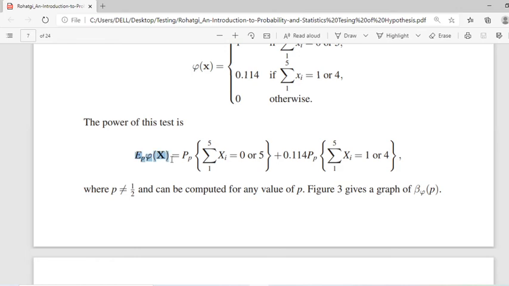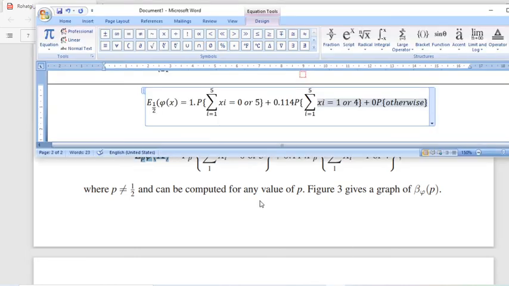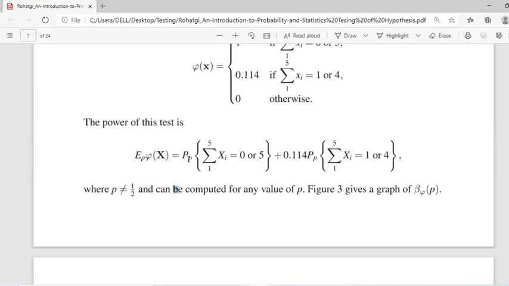Expectation of p under phi of x. That is, what is that? Yes, this one. Expectation of p phi of x, that is probability of p. Because in the alternative case, we are not given that p is equal to 1 by 4 or p equal to 3 by 4, etc. It is given only that p not equal to 1 by 2. So just to use the notation p itself.